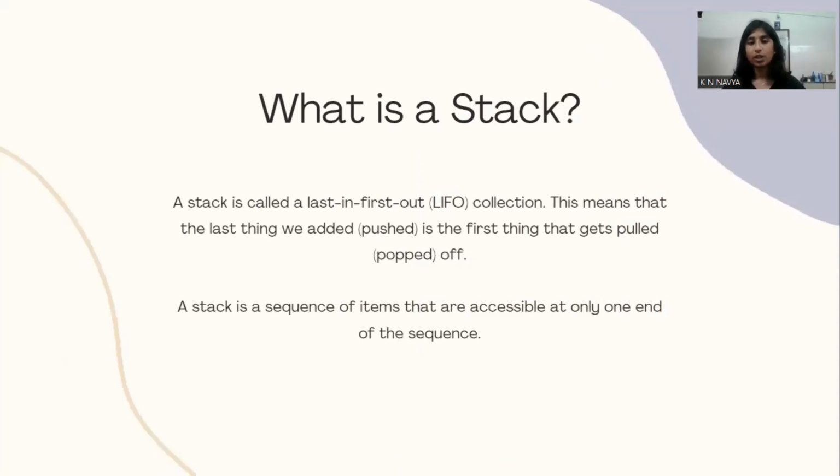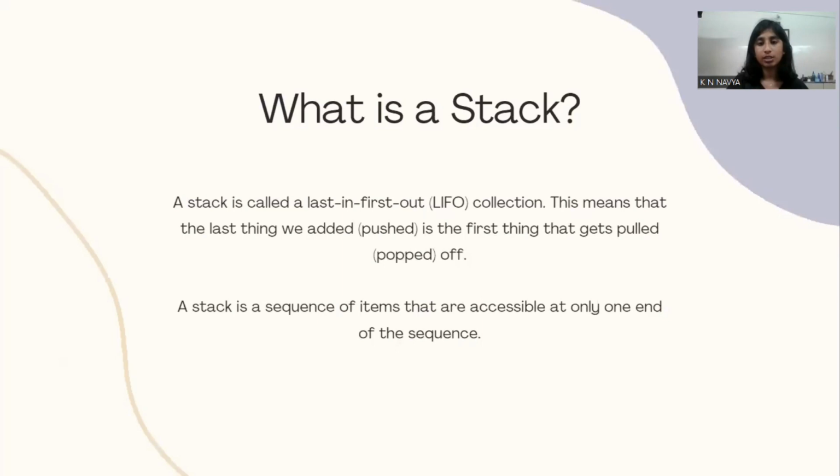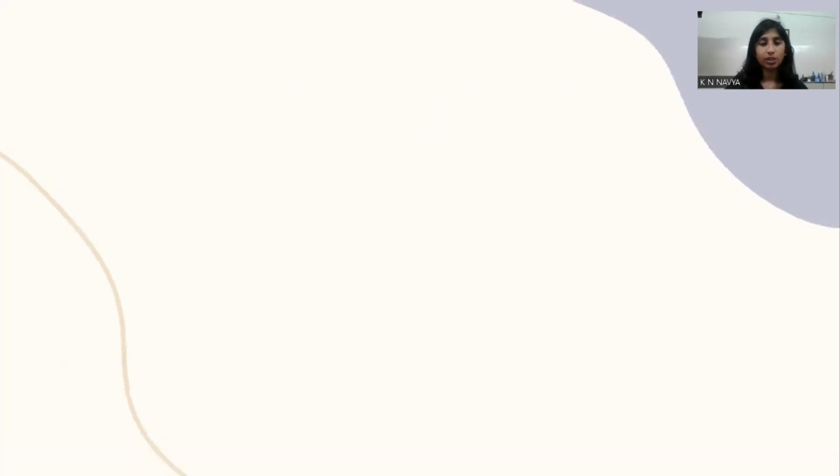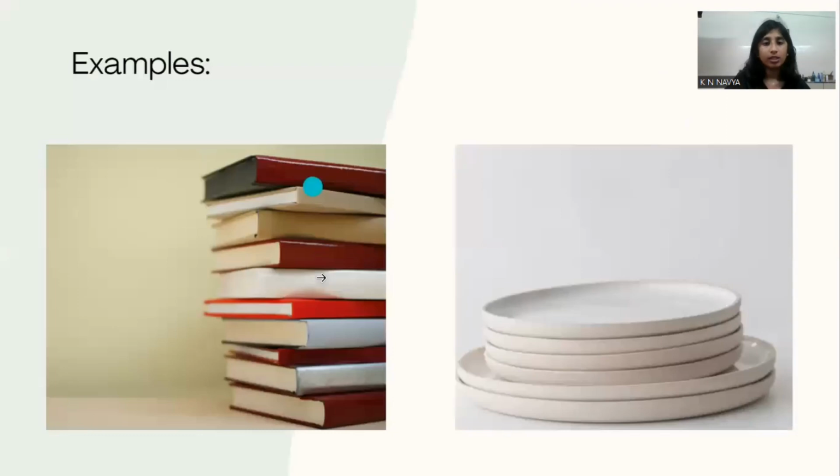Let's say we're keeping books in a sequence and we need to access a book in the row. Let's see a diagram to understand it better. Let's say we have a pile of books and we want to access this third book. To access this, we need to remove the upper ones, which means those that were added last. So that is last in, first out.